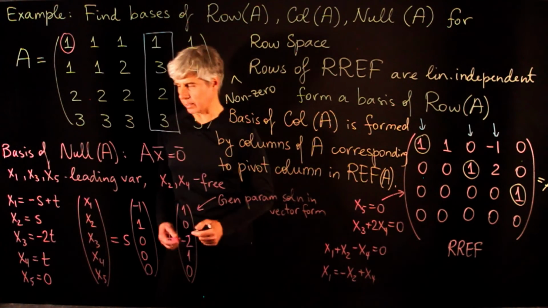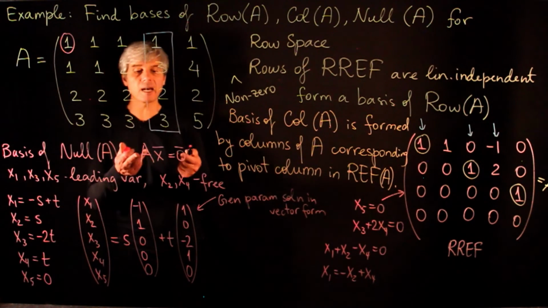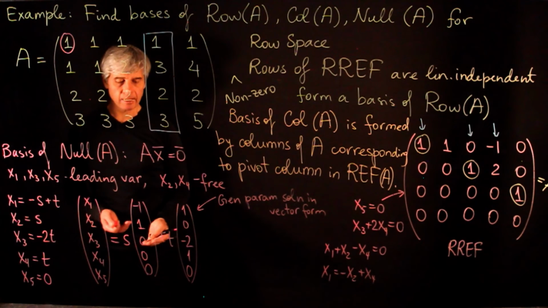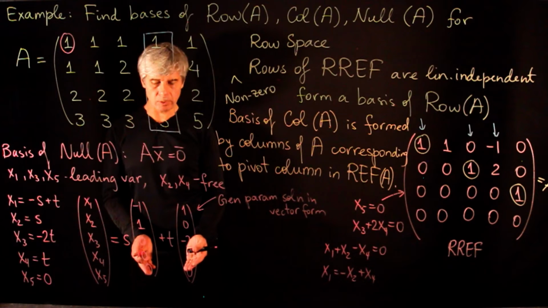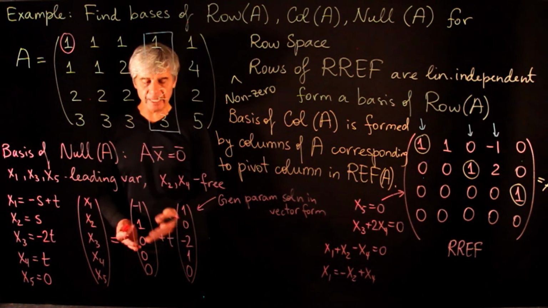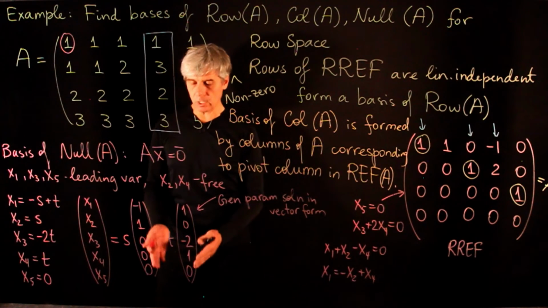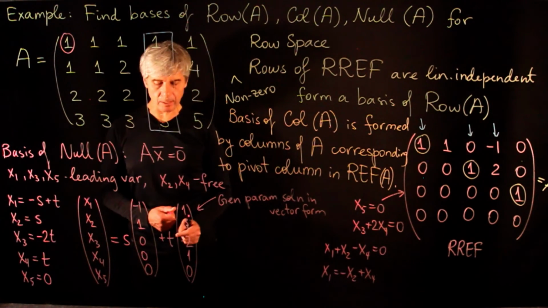So what does it describe? This general parametric solution describes the null space, AX equals 0. And what it says is that the null space is a span of these two vectors. So it's the set of all possible linear combinations of these two vectors. This means that the null space is spanned by these two vectors.